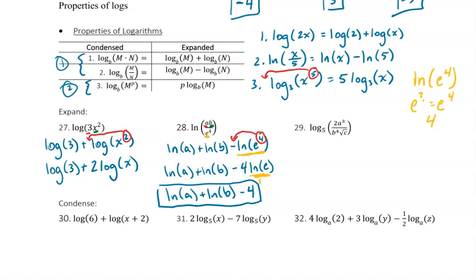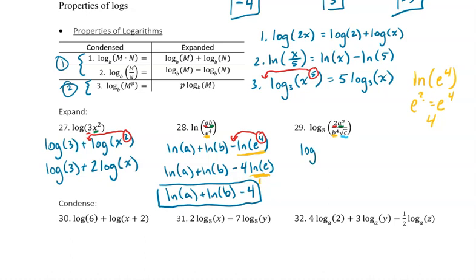All right, let's try 29. So again, everything's going to get its own logarithm. So 2 is going to get 1. A cubed is going to get 1. B to the 4th is going to get 1. And square root of c is going to get 1. And anything that was on top will be plus. Anything that was on bottom will be negative.